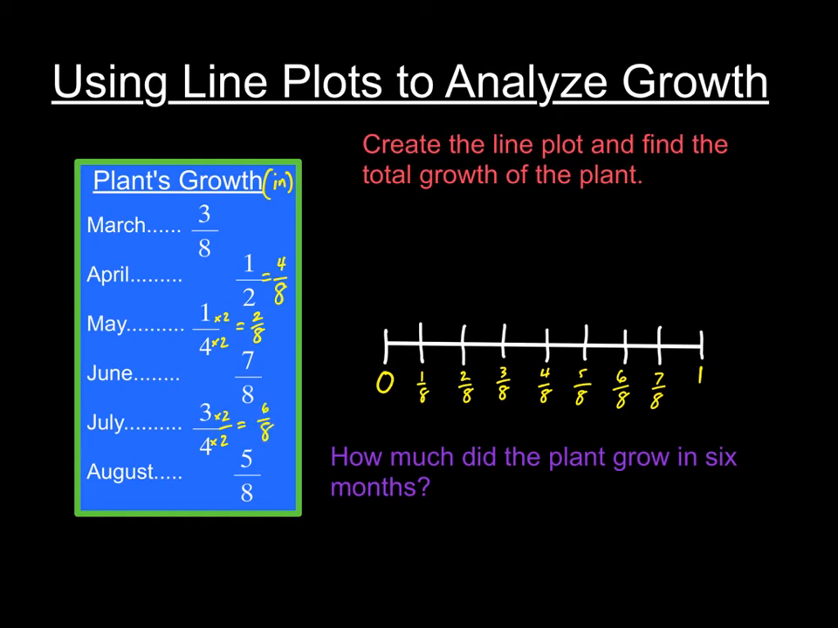So now that we converted everything to eighths, you should hopefully be able to accurately put your X's where they belong on our line plot, and then work with those numbers to determine how much this plant grew in 6 months.